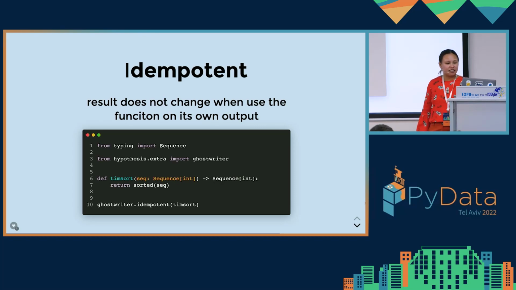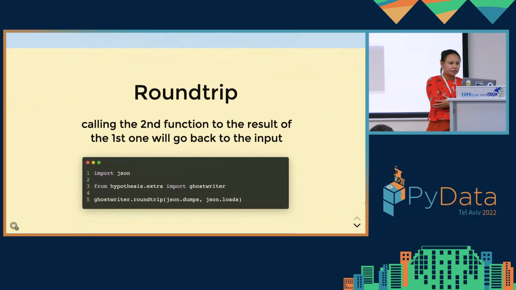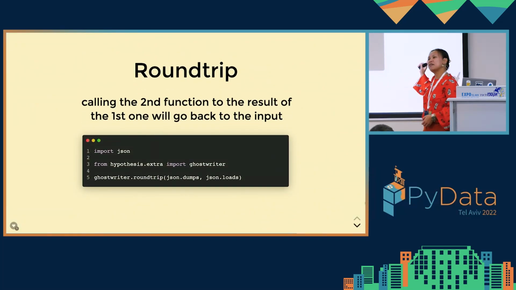Again, for this one, I think you have to tell Ghostwriter that this is a function that does this. But sometimes Ghostwriter is very smart. You don't have to tell it, because this is a function that should not change the result. Round trip is my favorite one, because Ghostwriter will know that you have a pair of functions. It's amazing.